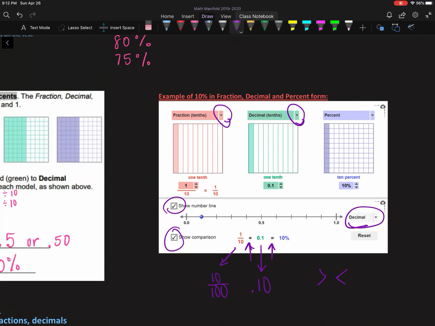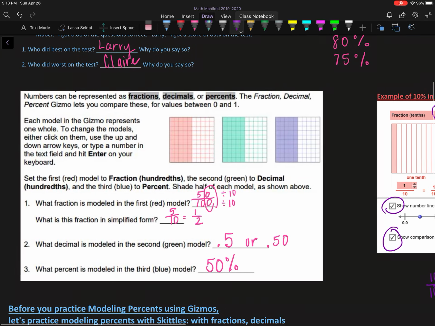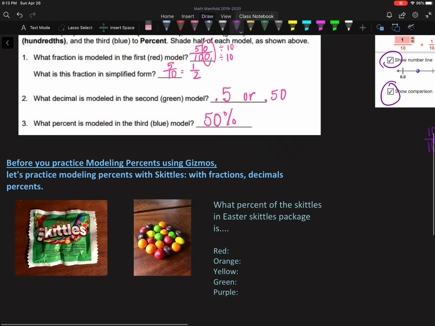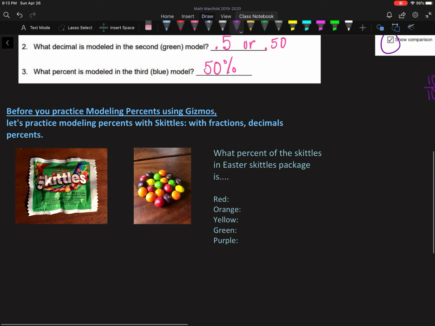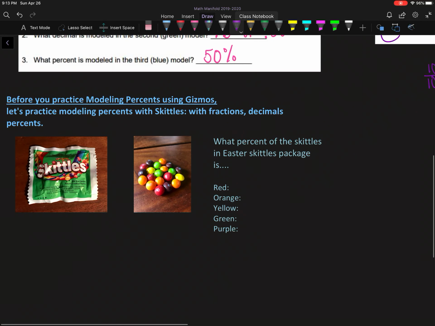And I've modeled my percents in fraction, decimal, and percentage form. I've modeled it in my different picture forms, also with my number line. So in order to kickstart today, before you head over to Gizmo and get your Gizmo account set up, we're going to look at modeling percents with Skittles.